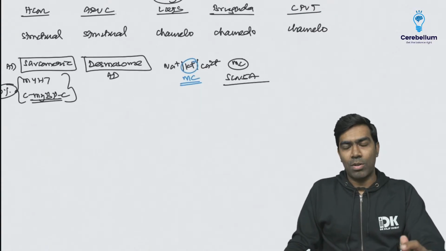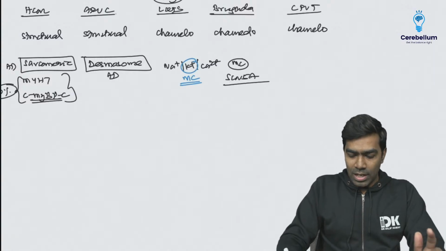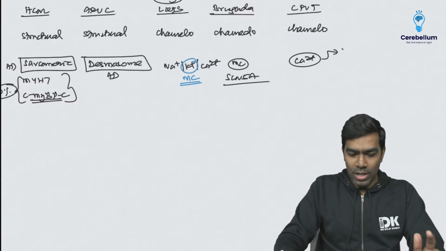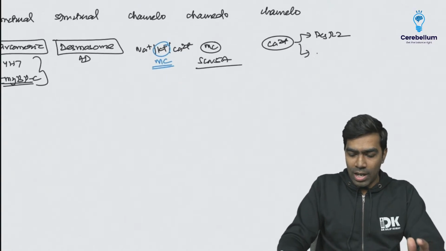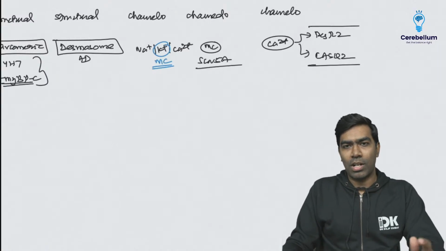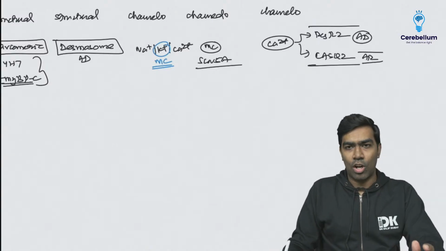And CPVT, catecholaminergic polymorphic ventricular tachycardia. So what's occurring here? Here it's due to calcium channel mutations. There are two genes that can be mutated. One is ryanodine receptor mutations, or it could be due to calsequestrin mutations. Ryanodine receptor mutations are autosomal dominant, calsequestrin mutations are autosomal recessive.